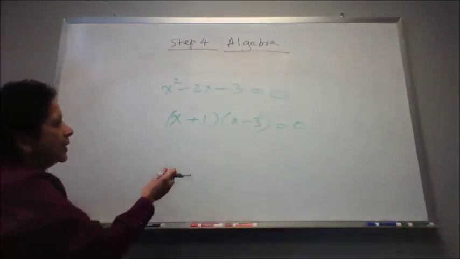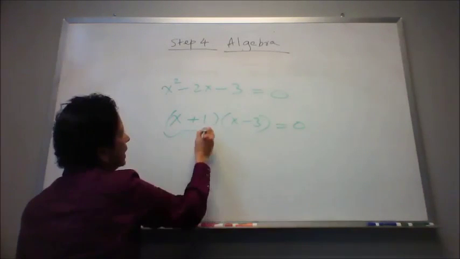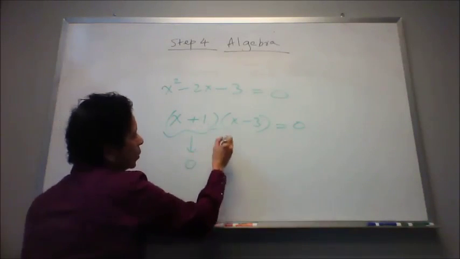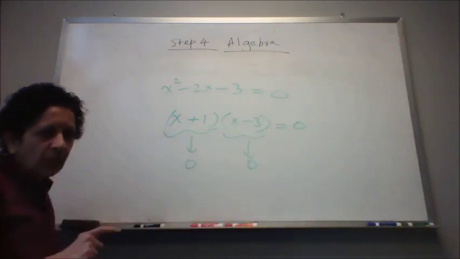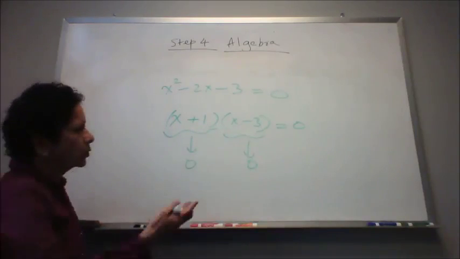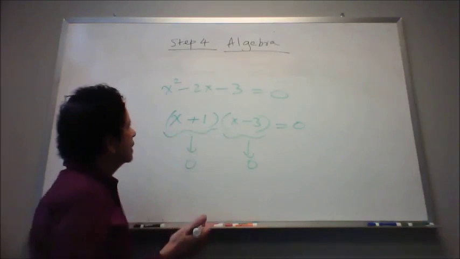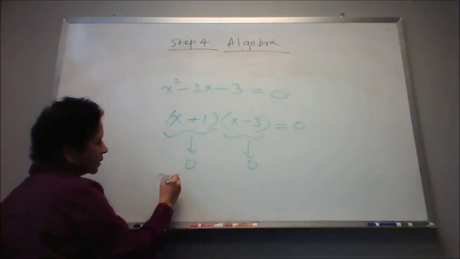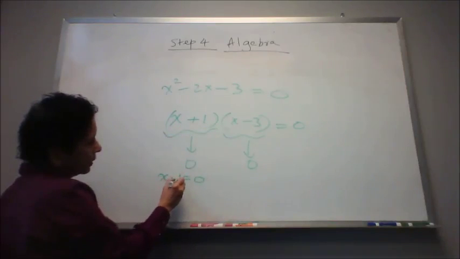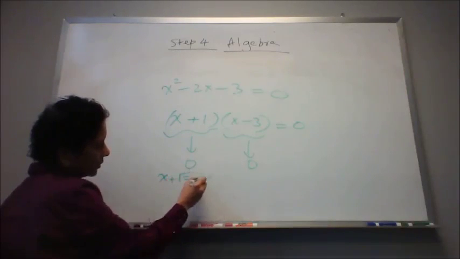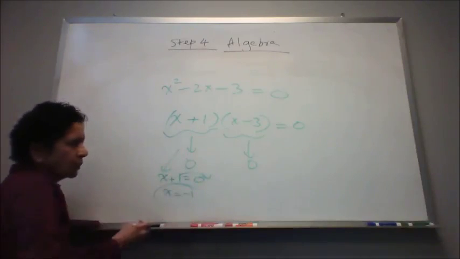And then, so what does this mean? Something times something is 0. So that means that either this number has to be 0 or this number has to be 0, right? Any number times 0 is 0. We don't know which one it is, but one of them has to be 0, right? So that means that x plus 1 equals 0. So what does that mean? I don't want this 1, it has to go to the other side. x equals minus 1. So that's one solution.